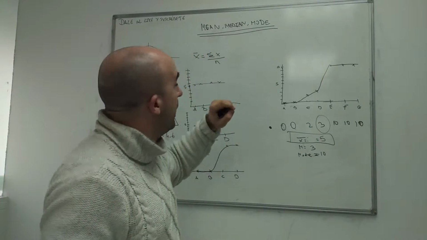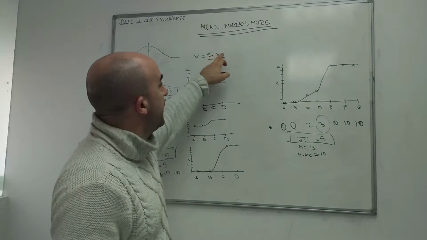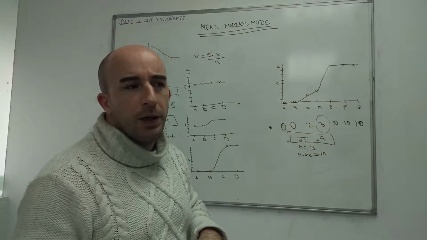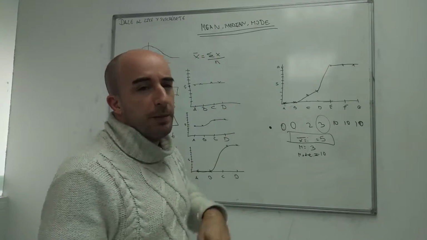First of all, just remember how we calculate each of these. The mean is calculated by adding up all the values and dividing them by the number of values that we have. Of course, if there are many, this is multiplied by the frequency.